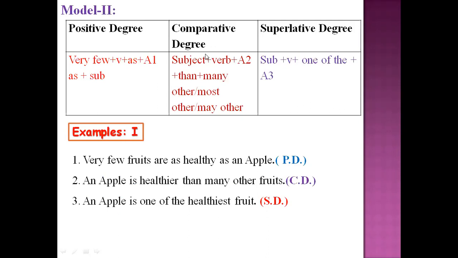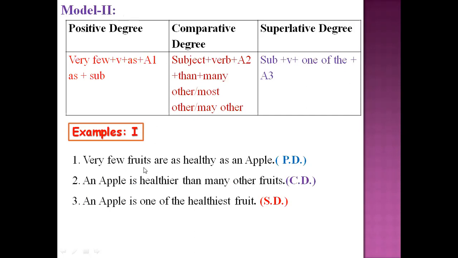Now coming to comparative degree: subject plus verb plus A2, adjective in second form, means comparative degree, and than many other, or than most other, or than any other. Any of these three we can use for comparative degree. For superlative degree: subject plus verb plus one of the plus A3, adjective in third form, nothing but superlative degree. And let's go for some examples in model number 2.